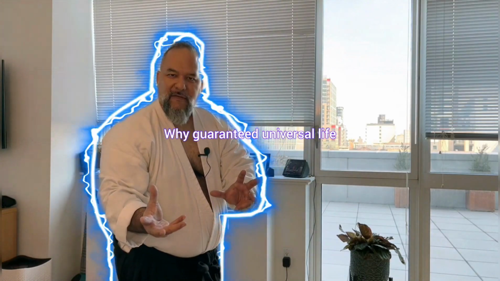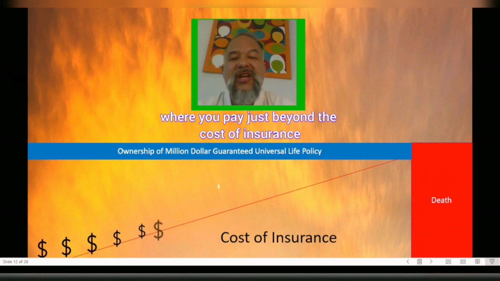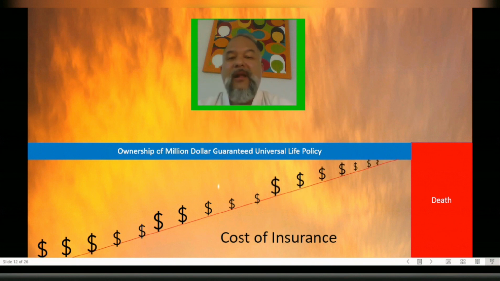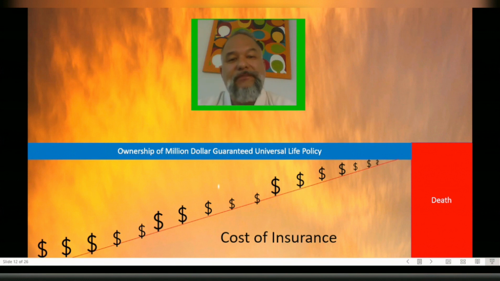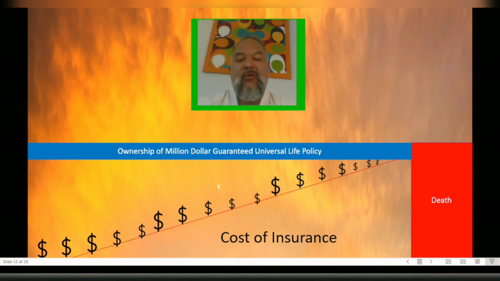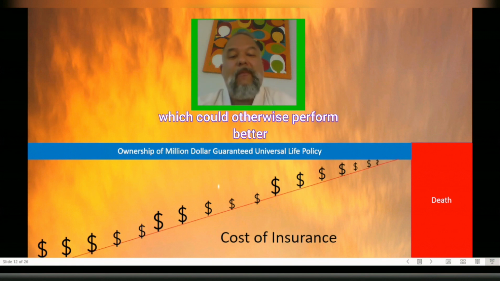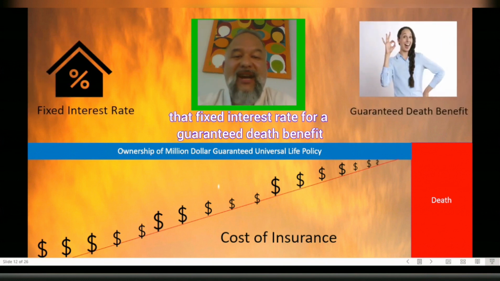Why guaranteed universal life? Guaranteed universal life insurance is a type of permanent policy where you pay just beyond the cost of insurance, and the premiums are generally less expensive than that of a universal life policy. The reason for this is because the interest yield tied to the cash value side account is fixed. When the interest rate is fixed, the insurance company doesn't have to actively manage any fluctuations, which are based on the underlying performance of the investment portfolio of the insurance carrier as a whole. When the carrier feels comfortable guaranteeing a minimal interest yield to the side account, which could otherwise perform better when actively managed, the carrier can exchange that fixed interest rate for a guaranteed death benefit.